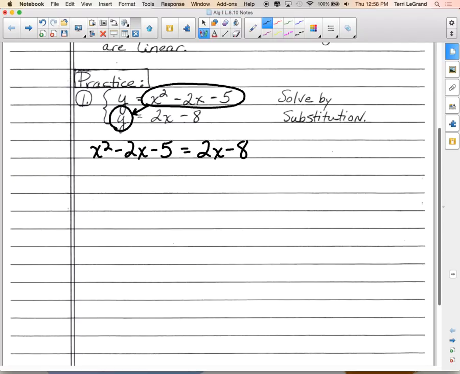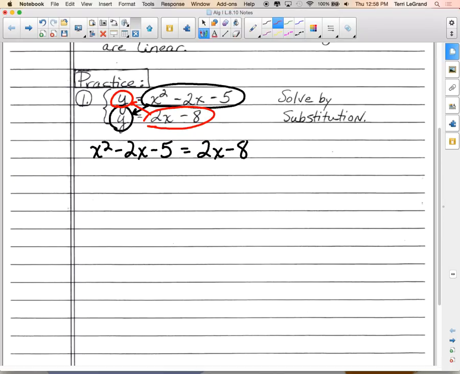We also had this option: we could have put this into this one for y. It wouldn't have mattered. Either way, we're going to have 2x minus 8 on one side of our equation and the x squared minus 2x minus 5 on the other.